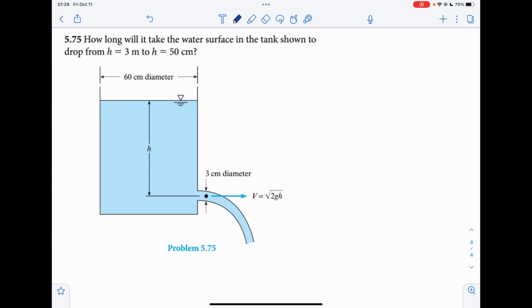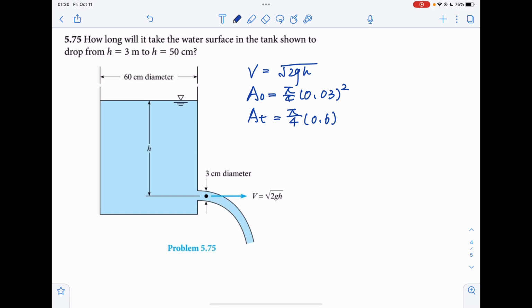Now let's look at 5.75. We have a tank with water here, and we have an outlet, and the velocity expression is given. We are asked to find how long it will take for the water surface in the tank to drop from 3 meters to 0.5 meters. So we have the velocity equals square root of 2gh. We have the area of the outlet, which will be pi times 0.03 squared, and the area of the tank will be pi over 4 times 0.62 squared.